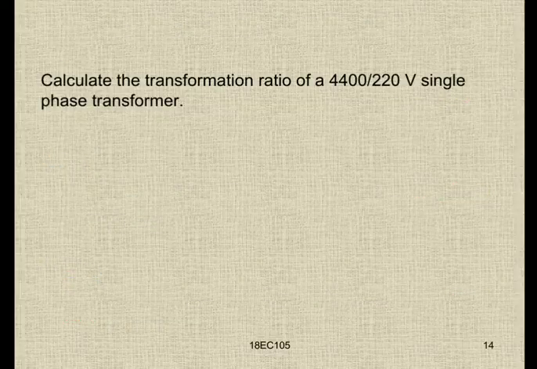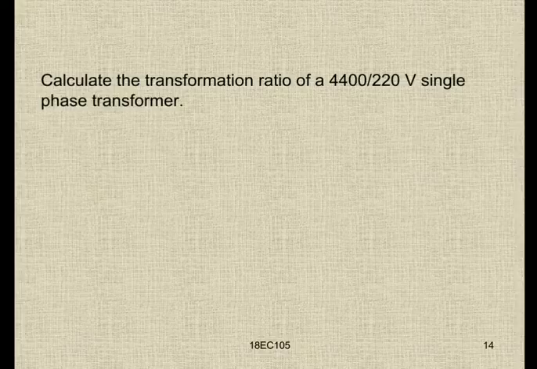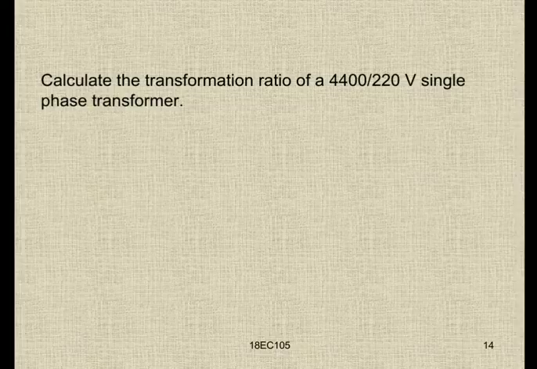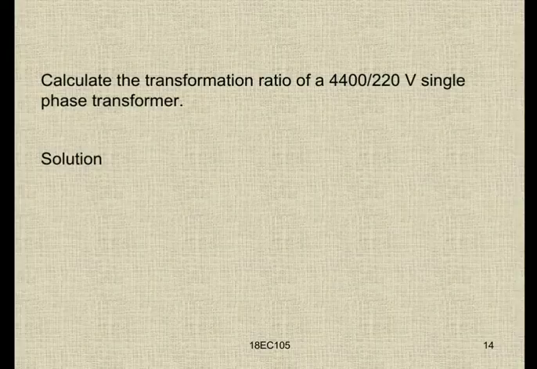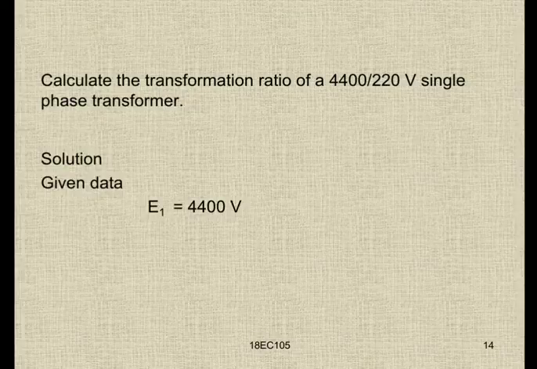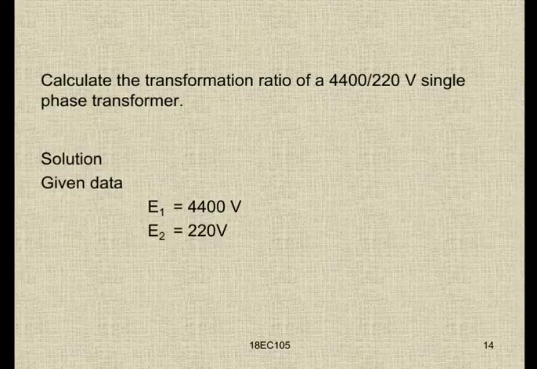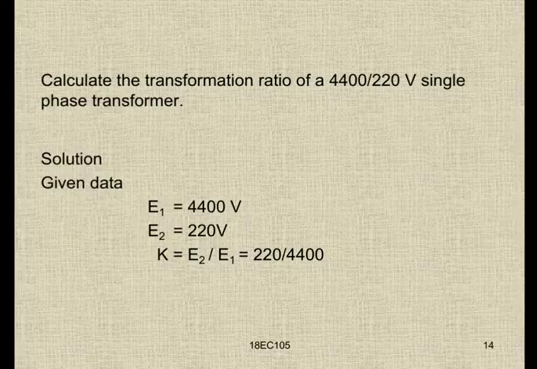Let us see a working example on that. Calculate the transformation ratio of a 440 by 220 volt single phase transformer. Now for the solution, the given data is E1 is 440 volts and E2 is 220 volts. So K is equal to E2 by E1, that is 220 by 440, so that will be 1 by 2. So that is what we get from that.